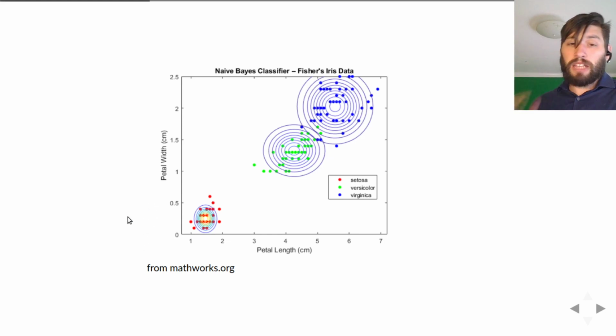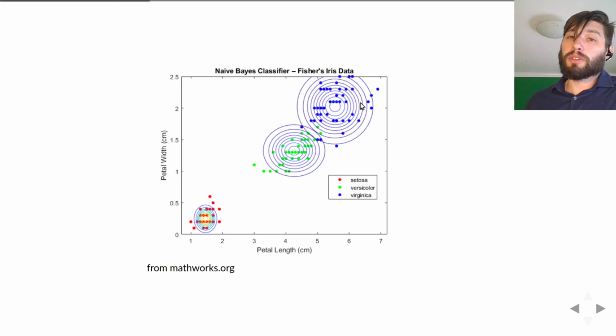This image is from MathWorks. The basic idea is that at each point, so these are level sets of your density, at each point you have a density estimate for each coordinate for a given label. So this is a data set with 3 labels instead of just 2. So it's not binary classification, but classification with three different labels.